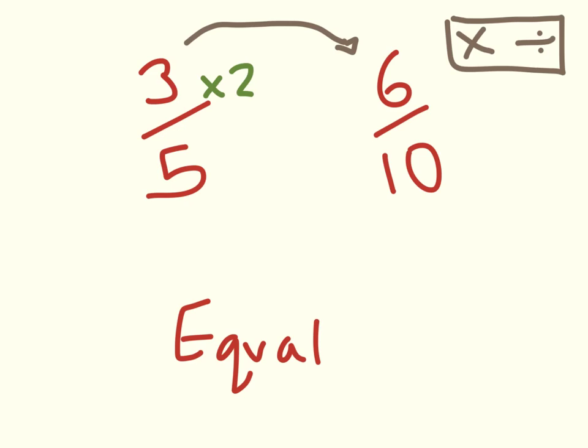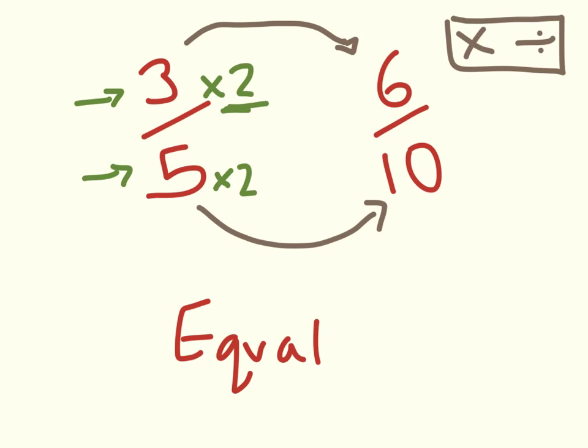Okay. And how did we get from 5 to 10, our two denominators? Well, we multiplied 5 by 2. So because we multiplied both our numerator and our denominator by the same number, this is equal. It's an equivalent fraction. 3/5 is equal to 6/10.